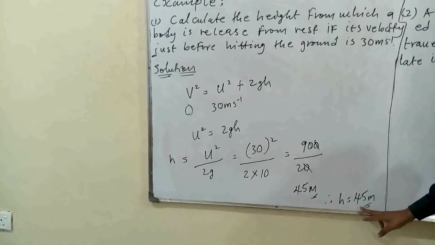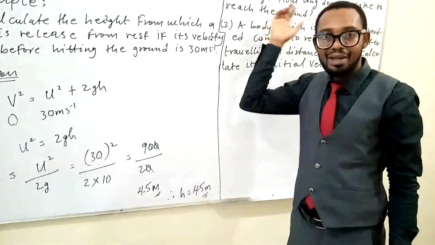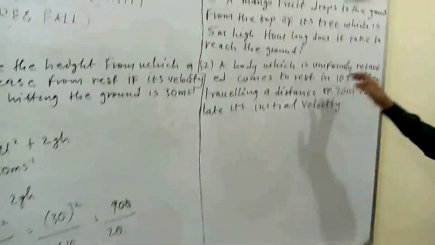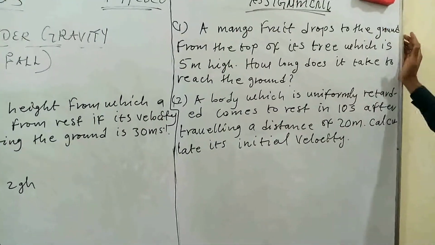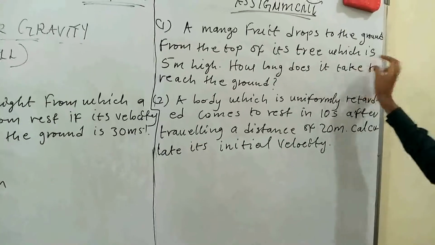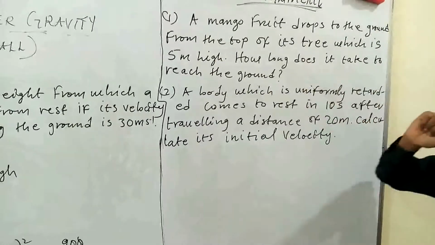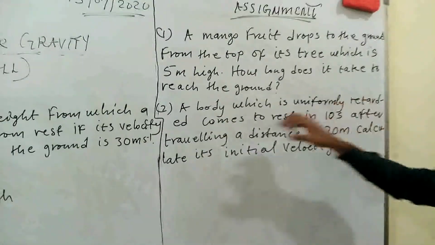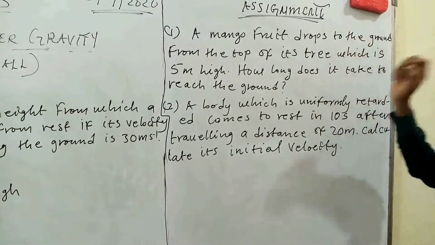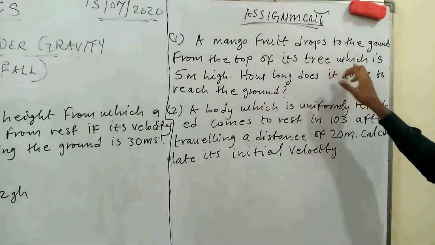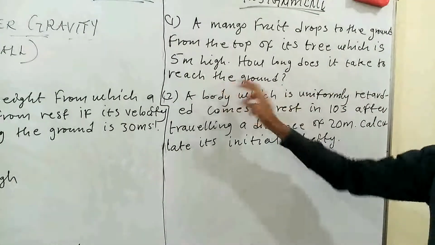I think it's simple enough for those of you in SS1 to calculate. Okay, you can try this at home. Assignment. One: a mango fruit drops to the ground from the top of its tree, which is 5 meters high. How long does it take to reach the ground?